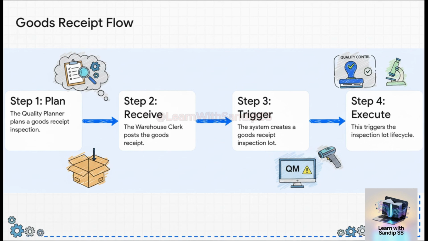And this is where you see the magic of the workflow. Just look at how the different roles and the system play together. First, the quality planner sets the stage. Then, when the warehouse clerk is just doing their normal job, posting the goods receipt, the system automatically kicks in. That's the key right there, in step 3. That automation is so powerful because it creates the official inspection request without anyone having to lift a finger.